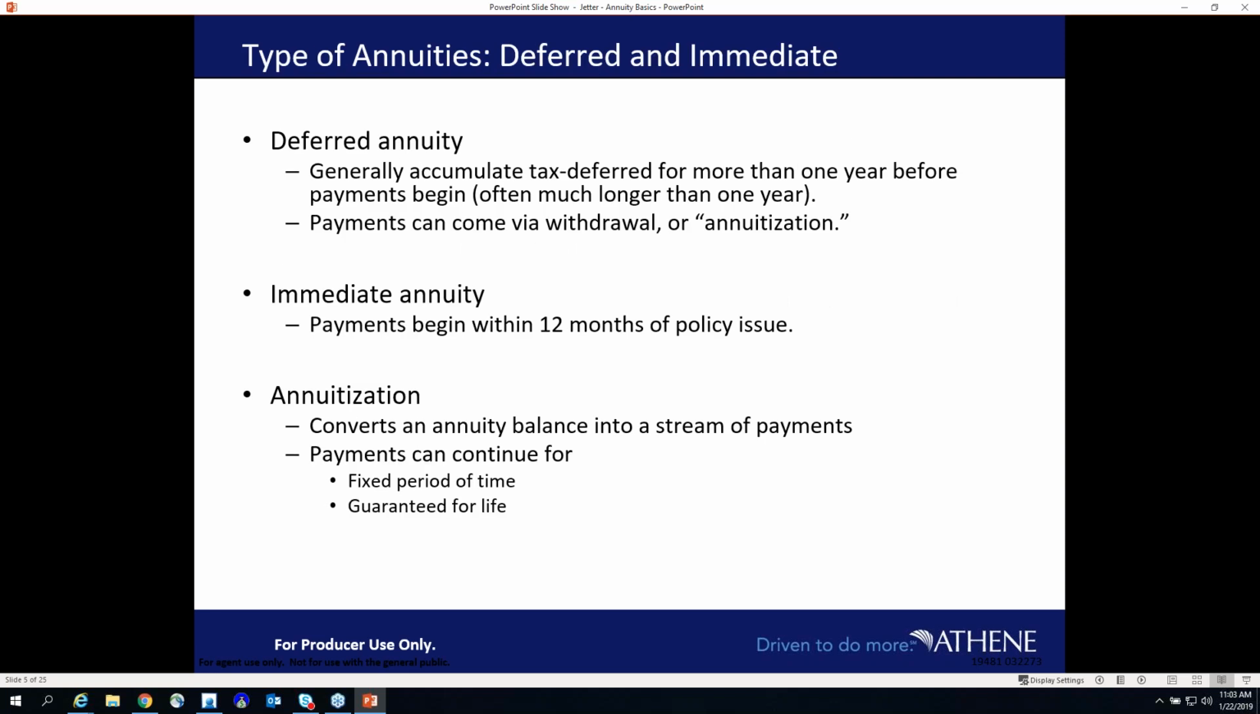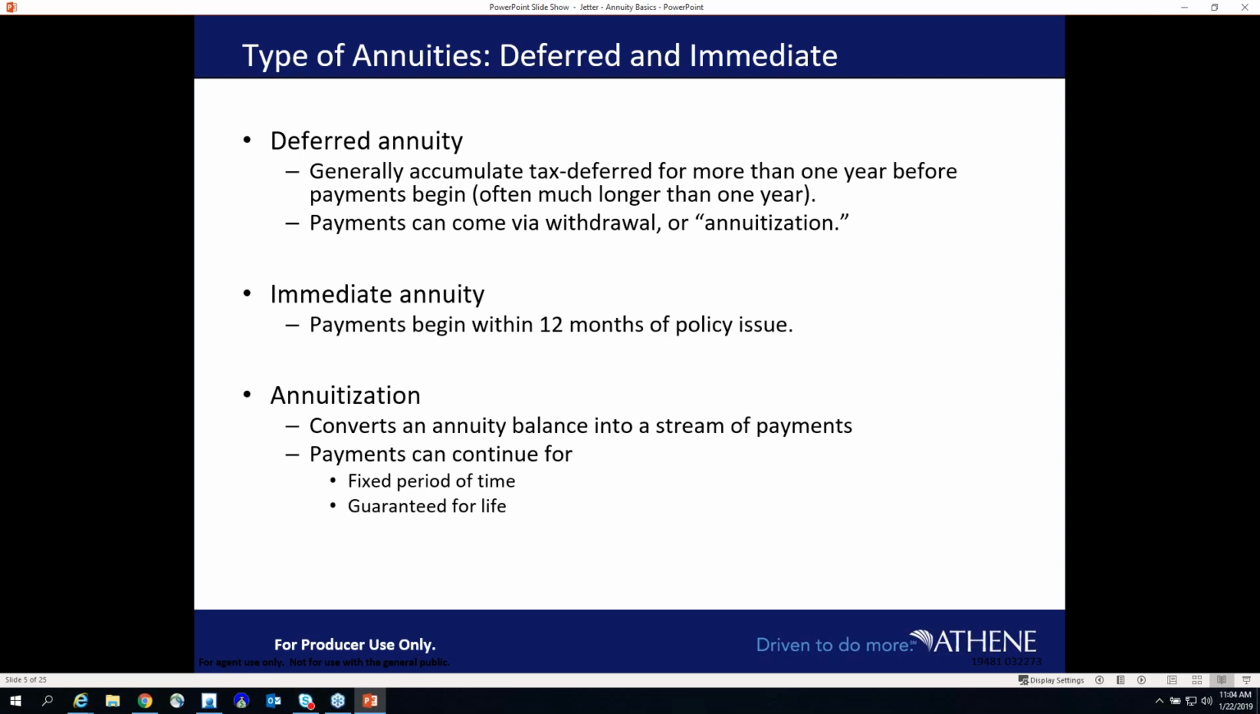So the different types of annuities, we'll talk about deferred and immediate. A deferred annuity generally accumulates tax deferred for more than 1 year before the payments begin. Often they can be much longer than 1 year. So payments can begin via withdrawals or annuitization. There are a lot of different options that are available today with annuity contracts. Now, we also do have immediate annuities. That's where the income payments are going to start within the first 12 months. Very often they can start very soon, in the first month or the first few months.